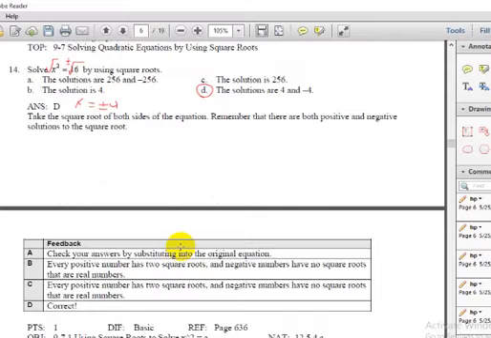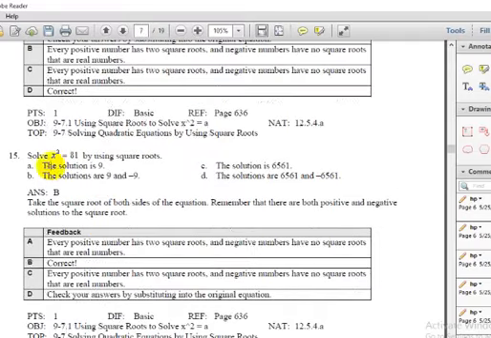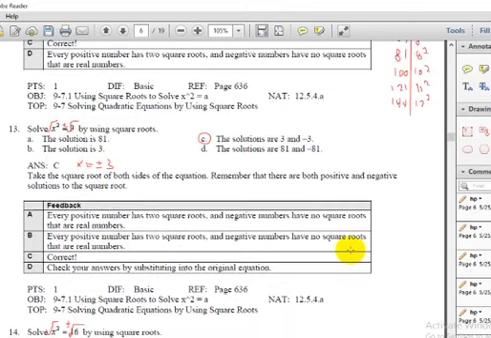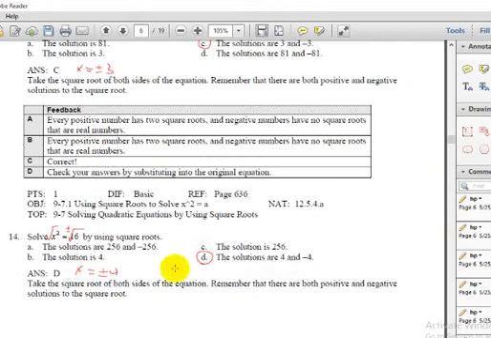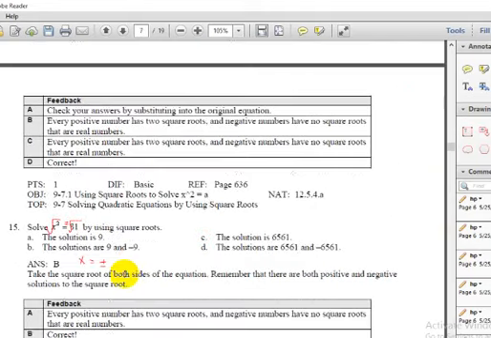Excellent. Let's complete. I'm going to take the square root here and plus or minus square root here. So x equals plus or minus, what is the square root of 81? Returning back here, the square root of 81 is 9. Very good. So it's what? Plus or minus 9, which is B.